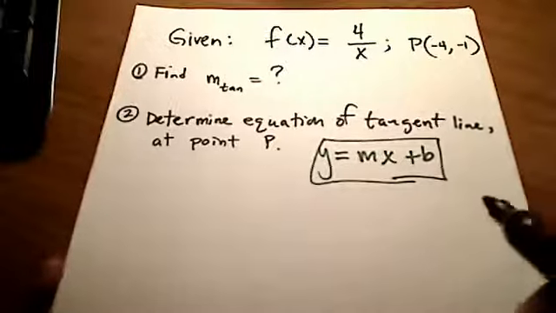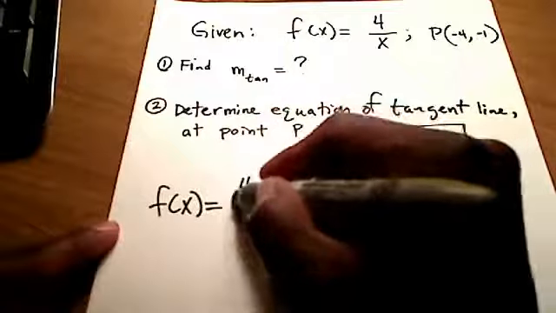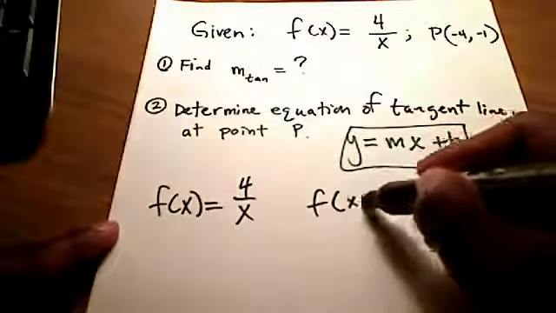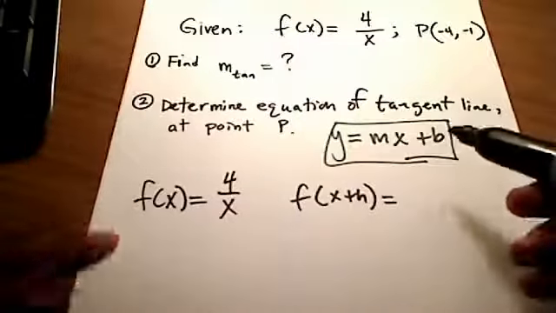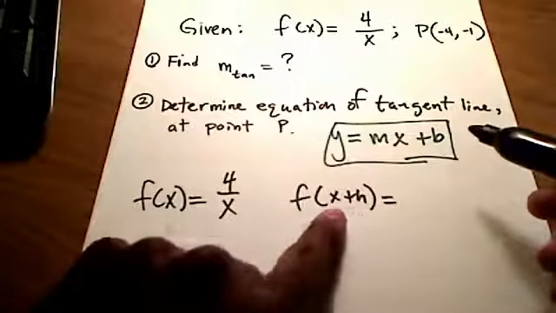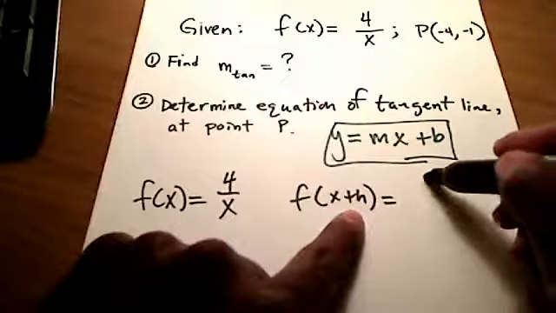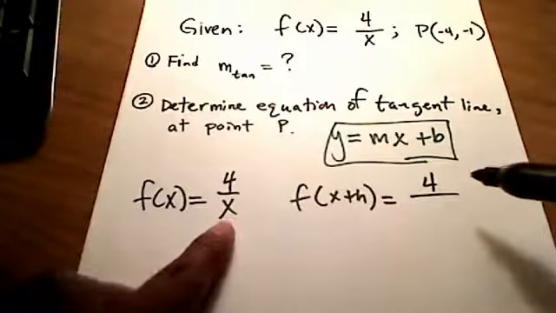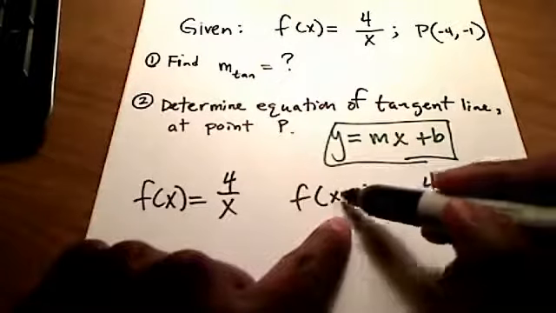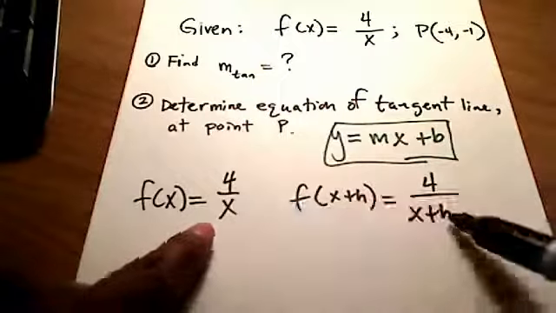So I'm going to do that right here. I know what f of x is. That's 4 over x, right? We were given that. Let's go find what f of x plus h is. Well, that simply means that anywhere I see an x, I need to plug in this new independent variable, which is x plus h. No problem. It's just going to be 4 over, instead of x, 4 over x plus h. So whatever's inside the parentheses, that's what x is being replaced with.